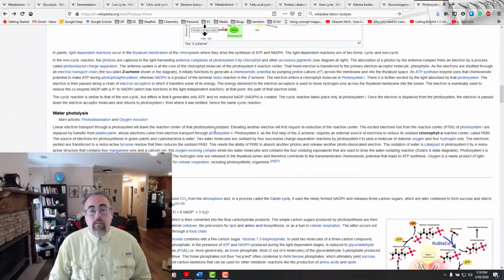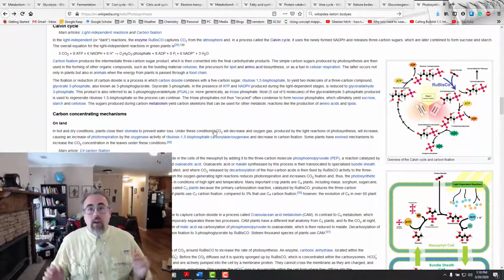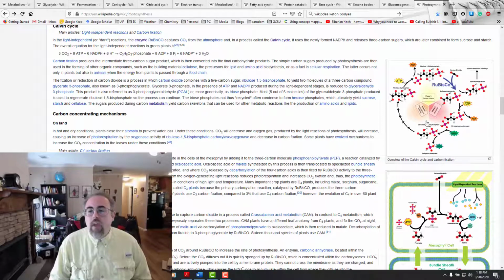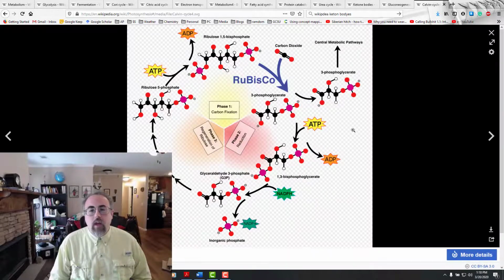Okay, so once we've done this, we've got energy. So now we're going to take the energy and use it. This is called the dark reaction just because it doesn't require light, but it doesn't need to be in the dark, and typically it's not. So this is the Calvin cycle.